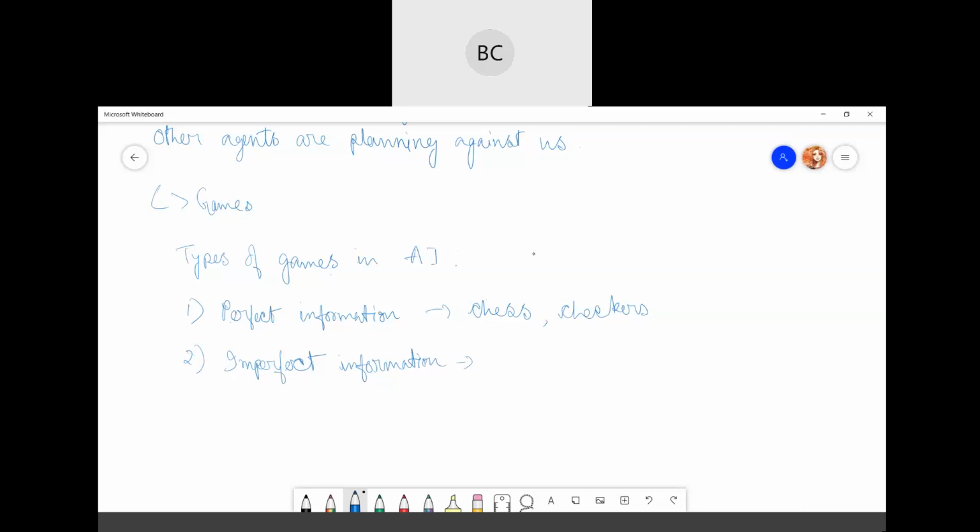Uno. It's not exactly Uno, because in Uno a luck factor is also involved. Correct? But it is a type of imperfection as well. A very common game is tic-tac-toe. We all play tic-tac-toe. Then Battleship. There can be others like Bridge, and so on. Then comes your deterministic.